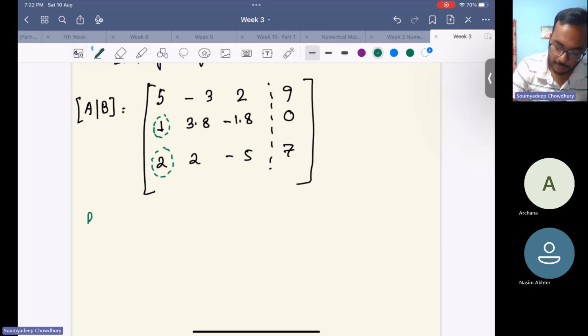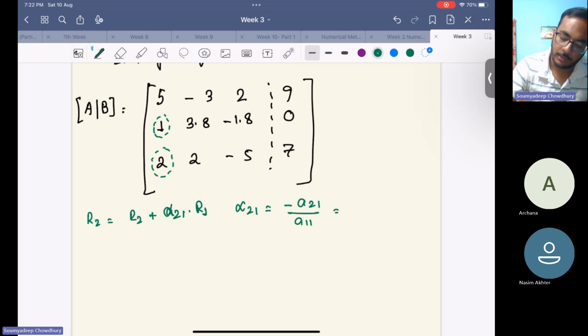So what will we do? First step, we will write R2 equals R2 plus alpha 21 into R1. What is alpha 21? Minus A21 by A11, right? So how much is alpha 21? Can you tell me? A21 is 1, A11 is 5, so it is minus 1 by 5. Yes, sir. So first step we'll do this one.